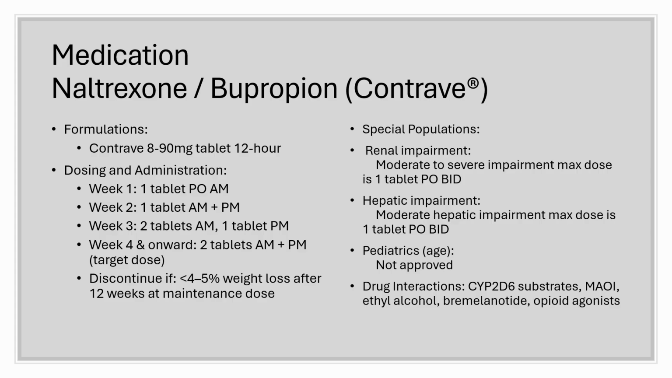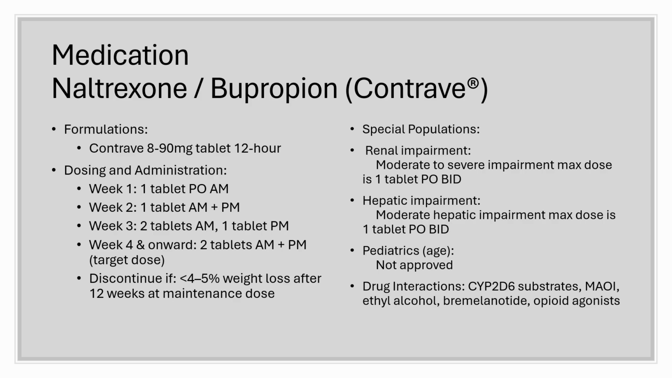LexiDrug states patients with moderate to severe renal impairment, the dose should not exceed 1 tablet by mouth twice a day, and it states that end-stage renal disease use is not recommended. If you're asking yourself what is considered moderate renal impairment, it can be defined as an estimated glomerular filtration rate of less than 60 milliliters per minute. Patients with moderate hepatic impairment, the dose should also be limited to 1 tablet by mouth twice a day. This would be patients with a Child-Pugh Class B. It's not approved for the use in patients under the age of 18.